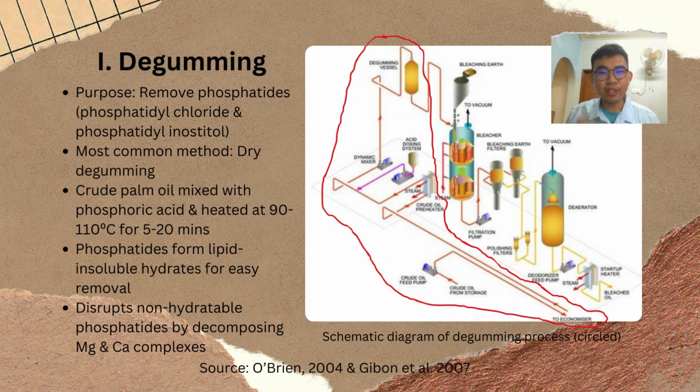The first process in refining is the degumming process to remove any phosphatides and free fatty acids in crude palm oil. In here, crude palm oil is mixed with concentrated phosphoric acid and heated at 90 to 110 degrees Celsius for 5 to 20 minutes. The purpose of phosphoric acid here is to allow phosphatides to form insoluble hydrates in the palm oil for easy removal via gravity filtration later.